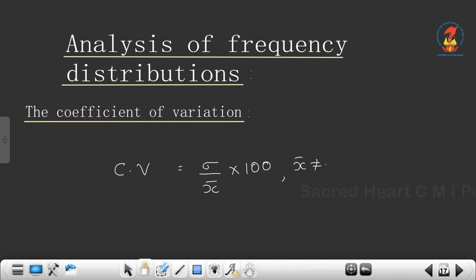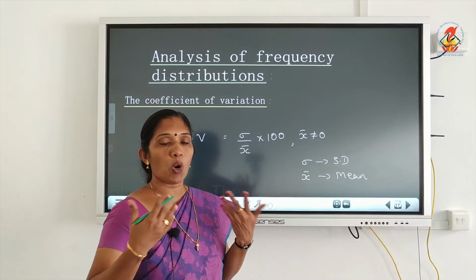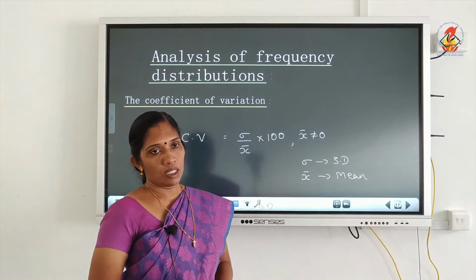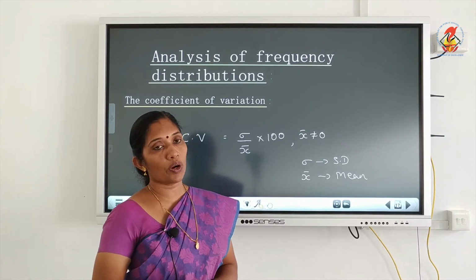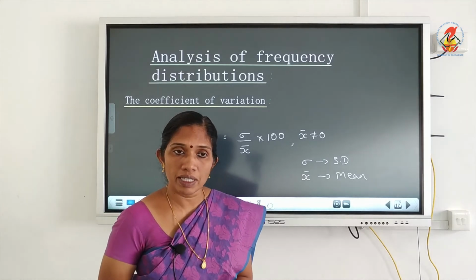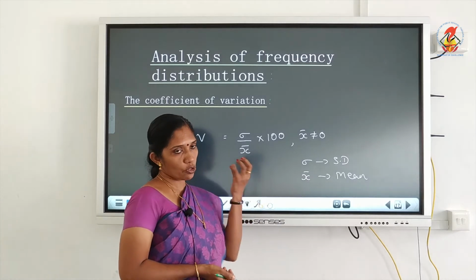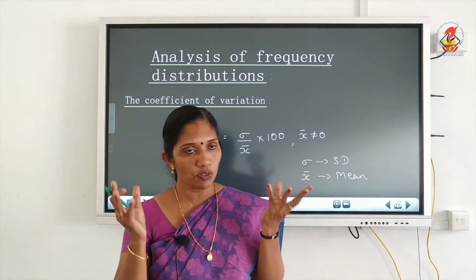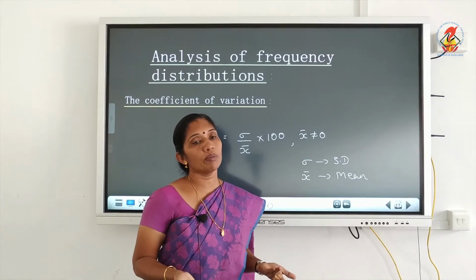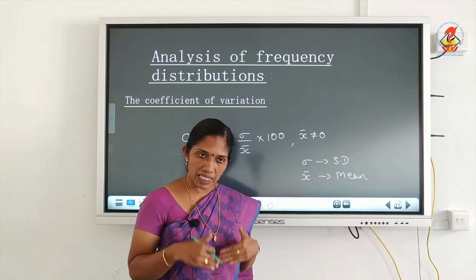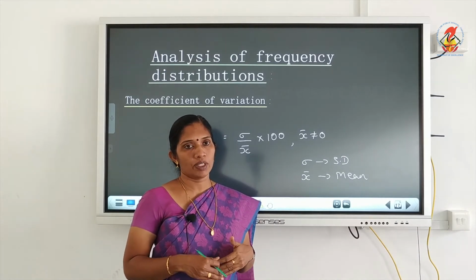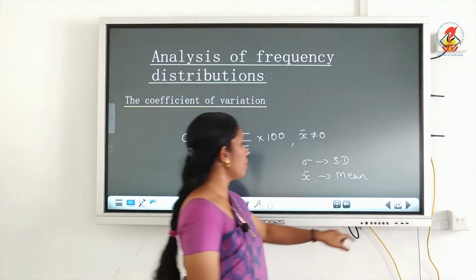where x bar cannot be 0. Sigma is the standard deviation and x bar is the mean. So if two frequency distributions or two data sets are given, to find which is more stable or more variable, we have to find the coefficient of variation. It is defined as standard deviation by mean into 100. So for both data sets you will get a number and compare. CV more means more variable. CV less means more consistent. Okay, so based on this we can do some problems.